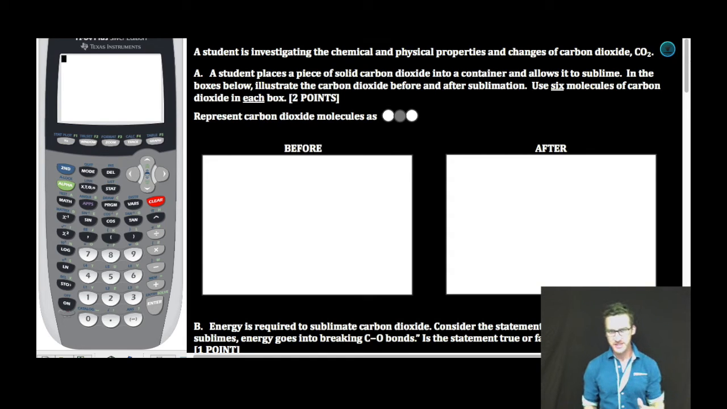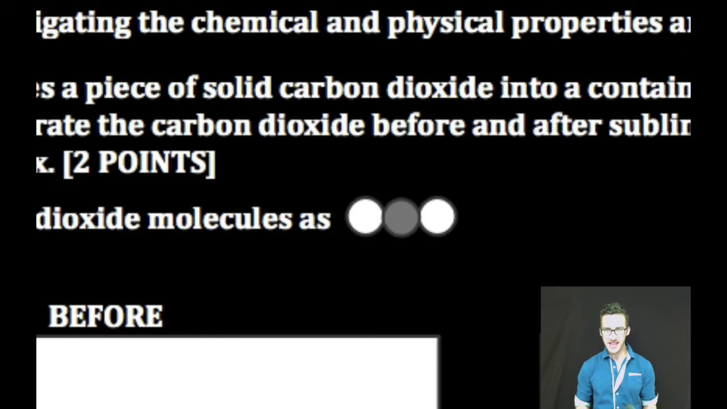A student is investigating the chemical and physical properties and changes of carbon dioxide, CO2. Ooh, it's one of my favorite chemicals. Part A. A student places a piece of solid carbon dioxide into a container and allows it to sublime. In the boxes below, illustrate the carbon dioxide before and after sublimation. Use 6 molecules of carbon dioxide in each box. Represent carbon dioxide molecules as a dot.